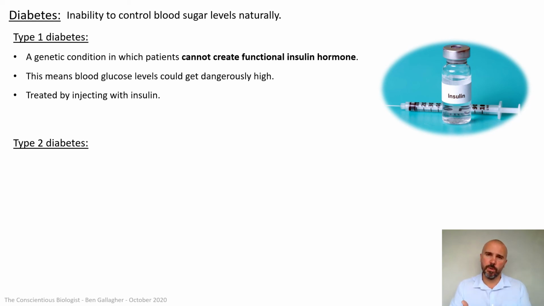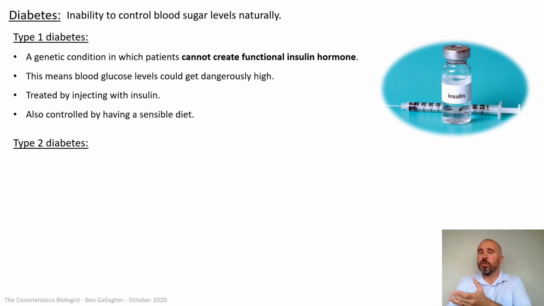But however they do it, they need supplements of insulin because they can't make their own. That insulin does exactly the same job as human insulin does, but of course they can't monitor the levels internally, naturally, and control it as well as a non-diabetic could do. You can also control type 1 diabetes, of course, just by having a sensible diet. Don't eat too much sugary food. Don't eat loads of sweets that are going to put your sugar levels up through the roof.